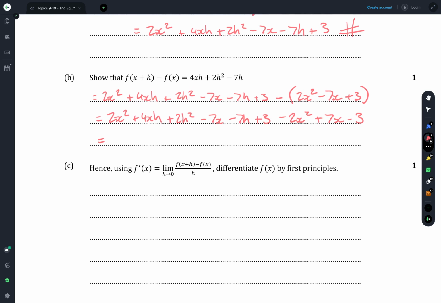So we have 2x squared minus 2x squared. We have minus 7x and 7x. We have plus 3 and minus 3. So this is why the expanding was important and keeping those brackets, because if this was a plus 3, that would equal 6. They wouldn't cancel away.